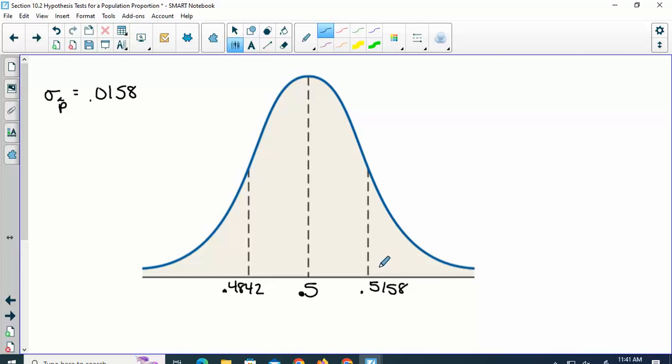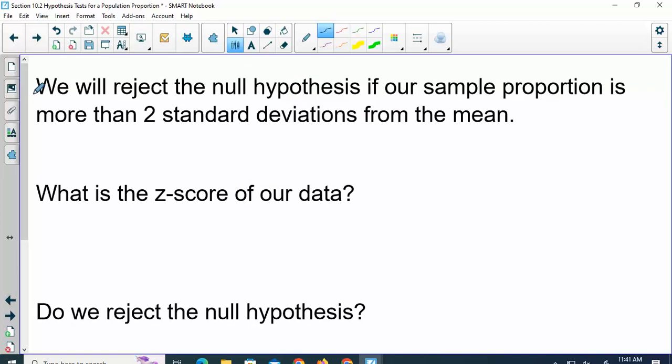Did ours, what was our proportion, our p hat in the problem? 53.4. Is that between these? 53 would be bigger, right? So we could keep doing this, add and subtract our standard deviation again. We could also just get our z-score.